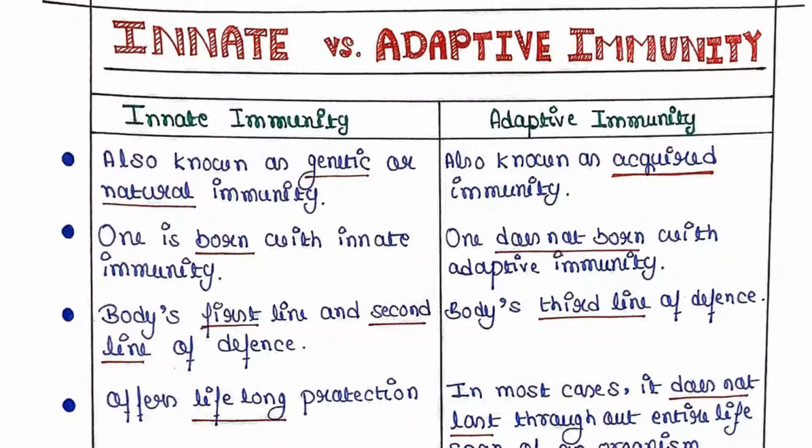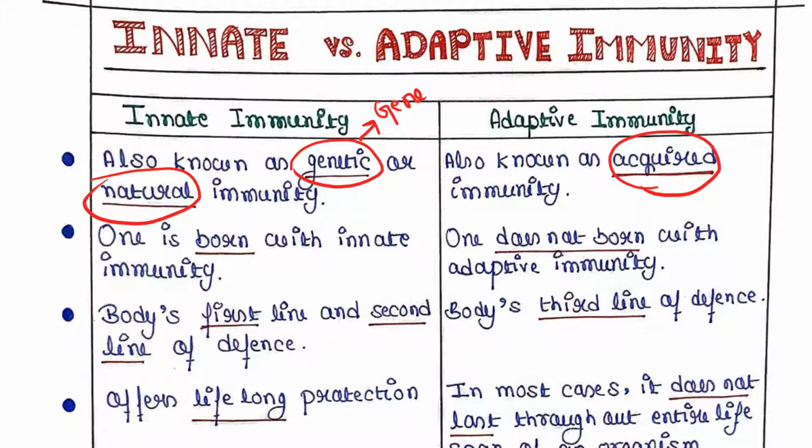So let's talk about the difference between innate and adaptive immunity. Innate immunity is also known as genetic or natural immunity, because innate immunity is written on the gene. That's why it is known as genetic or natural immunity. It comes naturally to our body. Whereas adaptive immunity is also known as acquired immunity. That means we need to acquire this type of immunity in our life.